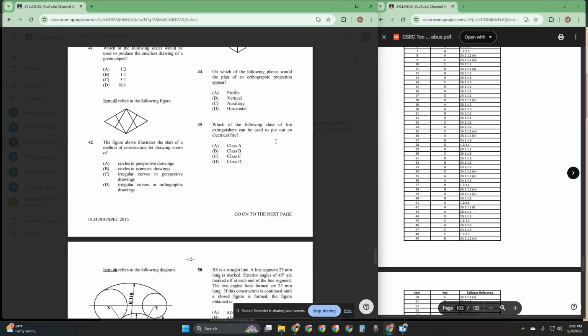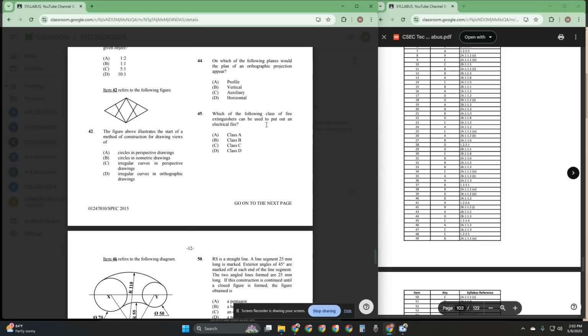45. Which of the following class of fire extinguishers can be used to put out an electrical fire? A, B, C, or D? 45. They say it is class C. Class C extinguisher.